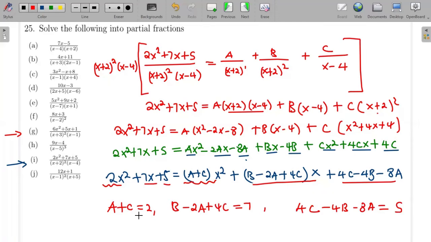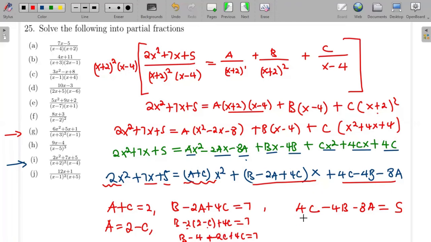So from there now, here we can make A the subject. So it will be A is equal to 2 minus C. Then we substitute it there. So that will be B minus 2, the A is 2 minus C, and then plus 4C is equal to 7. So this will be B minus 4, in fact, that will be plus, because negative and negative. So that will be plus 2C plus 4C is equal to 7. Okay, let's leave it there.